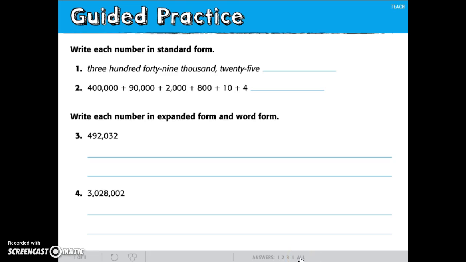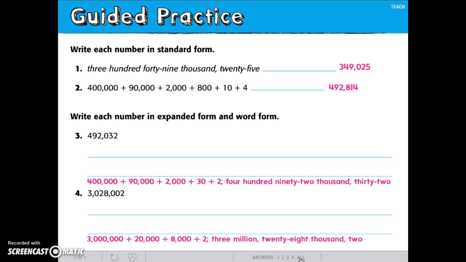Pause the video if you need to. I really want to make sure that you're getting enough time to work this out, but I'm going to put the answers on the screen, and hopefully this is what you got.